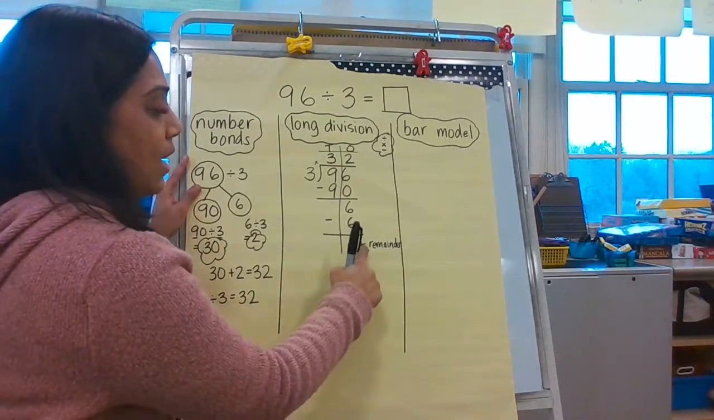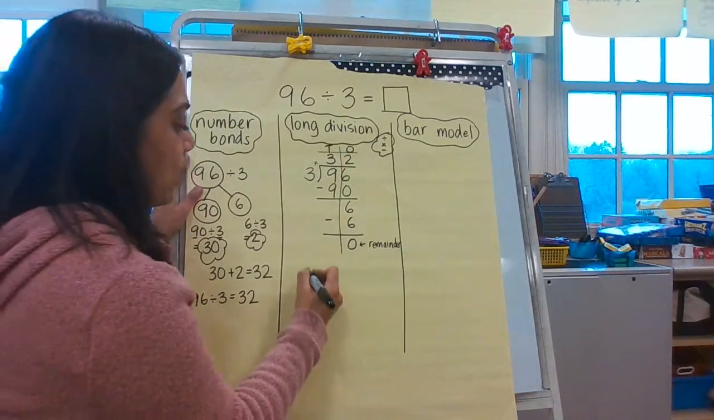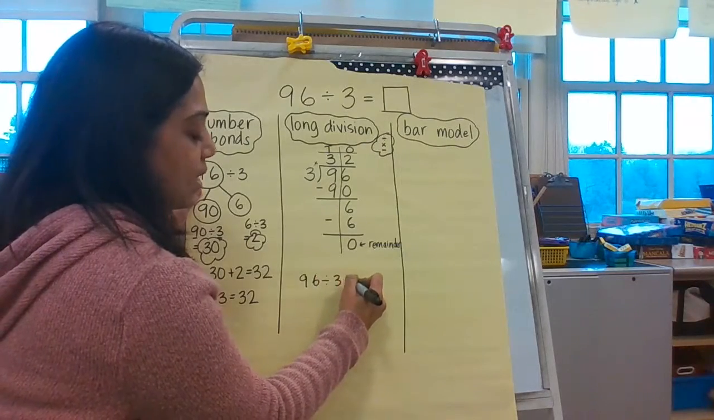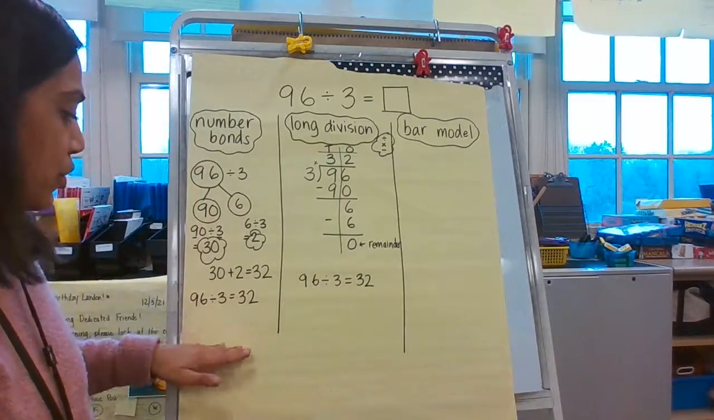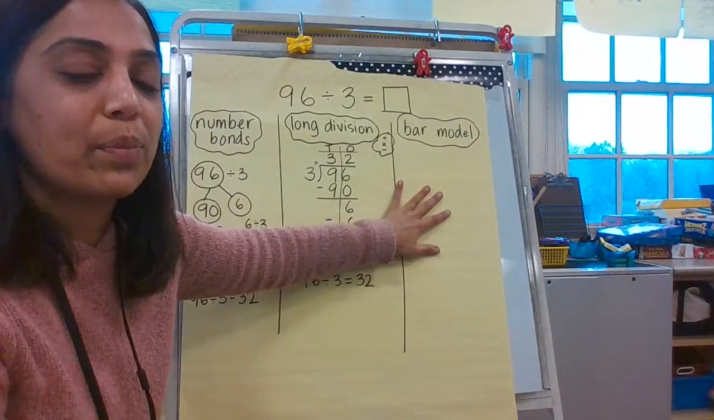So again, the answer is going to be up top over here. This is the quotient. And so down over here, I'm going to write the equation out again. 96 divided by 3 equals 32. Your answers should match. So we know that we're looking at 32 as the answer. Let's see how we use bar models.